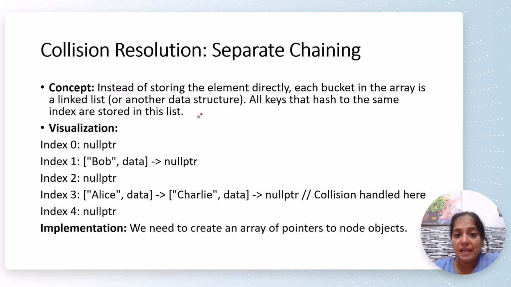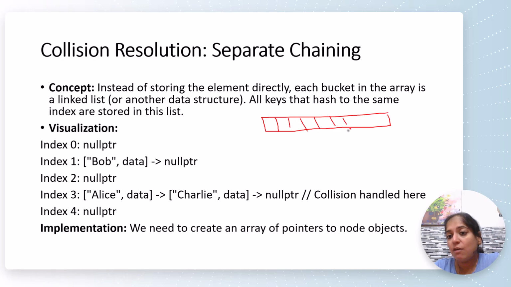In case of separate chaining, instead of taking an array, we take an array of linked lists. That means at each index, we are storing a linked list. So, for example, this is index 0, 1, 2, 3, 4, and so on. For value 10, my key is 10. We take the modulo 5. 10 modulo 5 is 0. So 10 will be mapped on index 0.